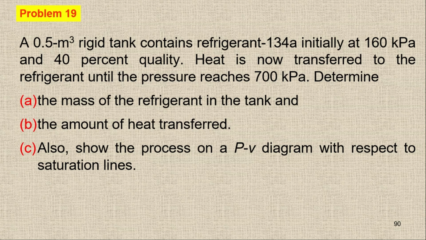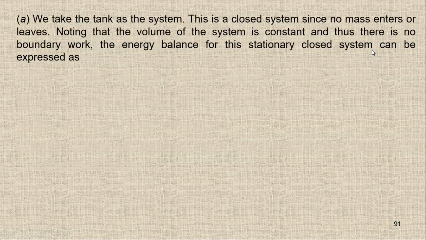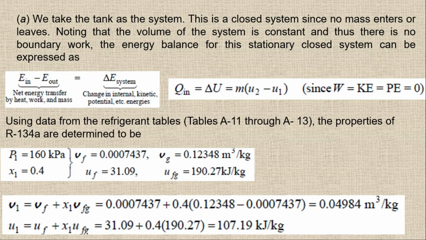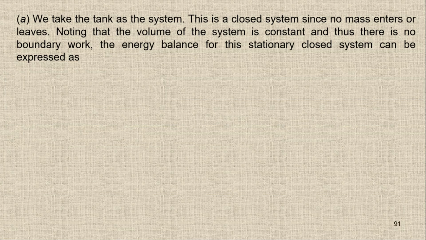First of all, we know the initial volume is given, which is the capital V, 0.5 meter cube. And we know the initial state is given, which is 160 kilopascal and 40% quality. If we know the pressure, 160, and the value of x is given, it means we are somewhere in the mixture region.